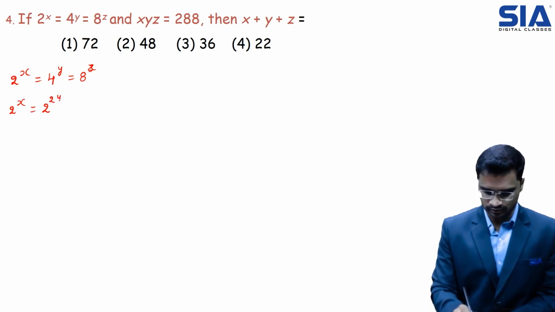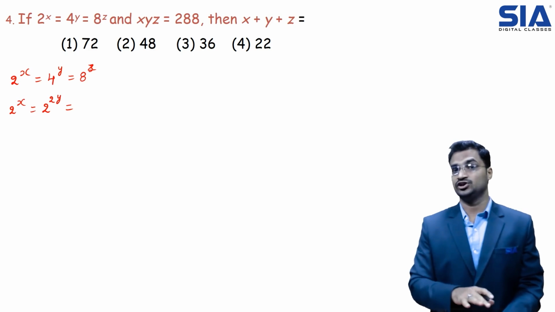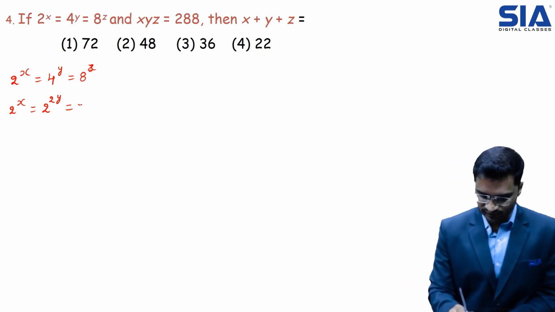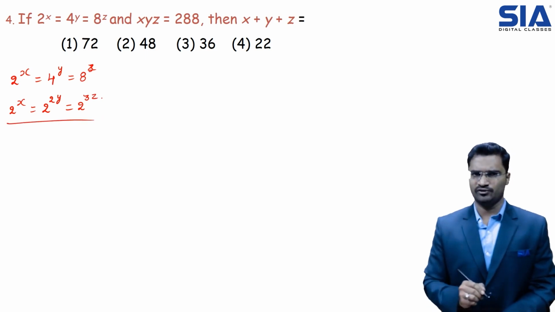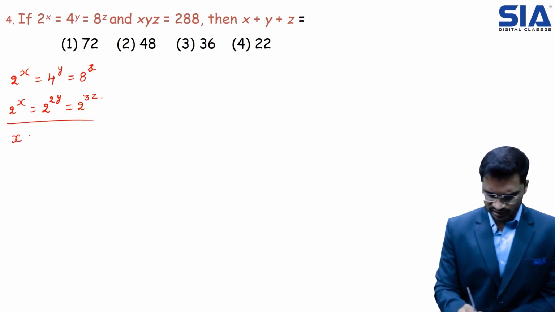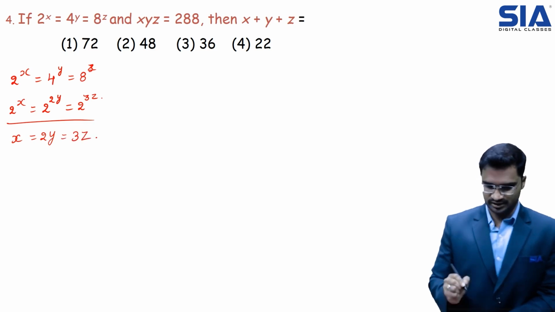2 square, 2 what? Because a to the power of m whole to the power of n is equal to a to the power of m into n. In the same way, 8 can be written as 2 cube, then z. Now if the bases are equal, then the powers should be equal. x is equal to 2y is equal to 3z.